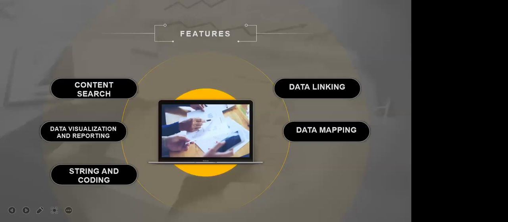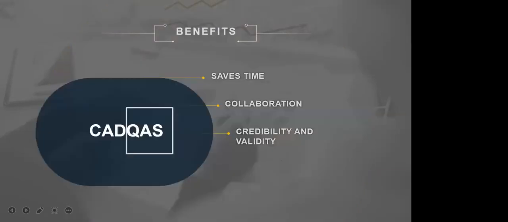Data mapping and data linking, which means if you find 2 or more data that correlate according to the theme that you had come up with, you're able to link them directly, okay? So what are the benefits of these computer-assisted qualitative data analysis software? They're able to save time.